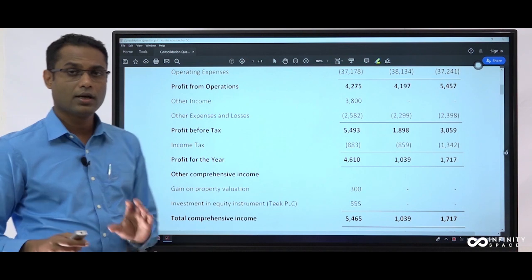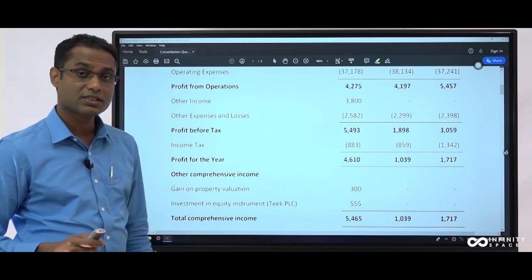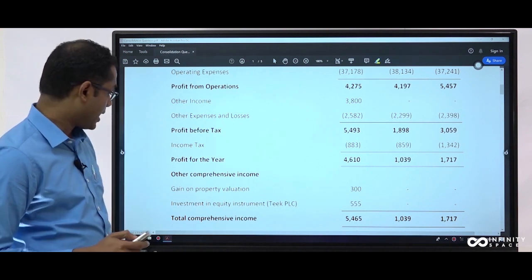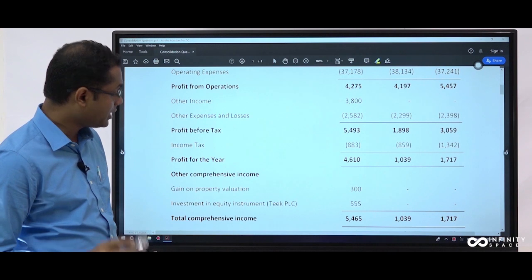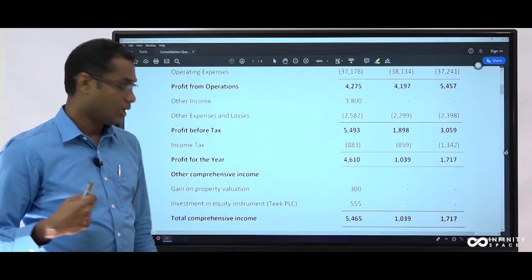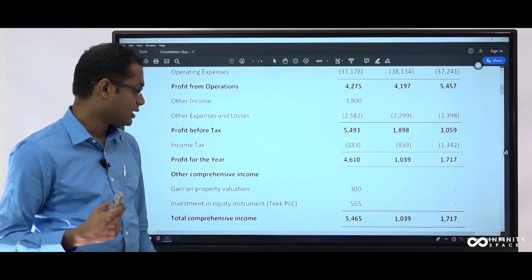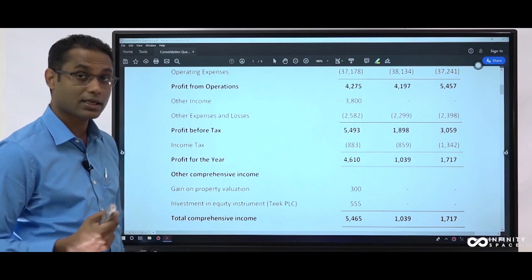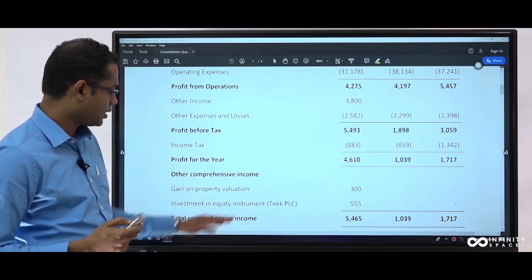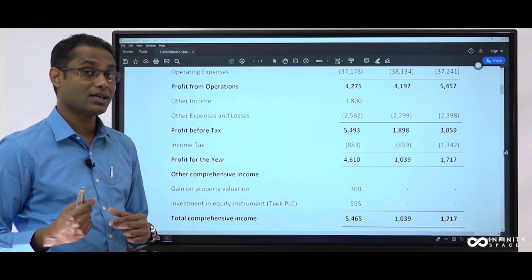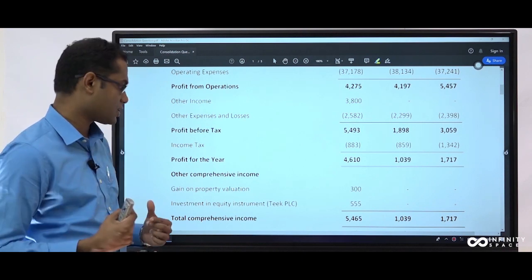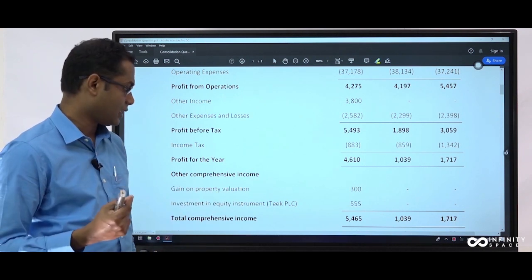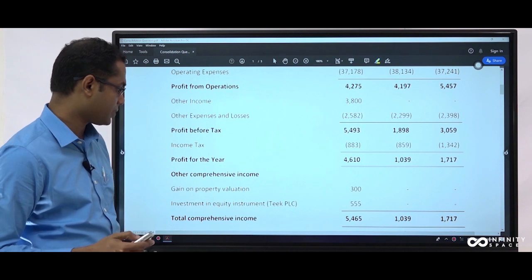In addition to the profit for the year, there are two other comprehensive income items here. One is gain on property revaluation 300, and the other is investment in equity interest in Teak PLC. It seems that Pinnacle fair values the investment in Teak PLC, and the fair value gains and losses are recognized in other comprehensive income. That is in the individual financial statements of Pinnacle PLC.